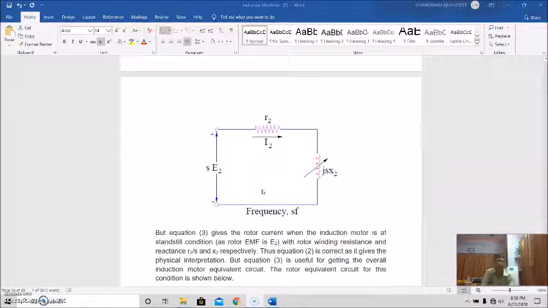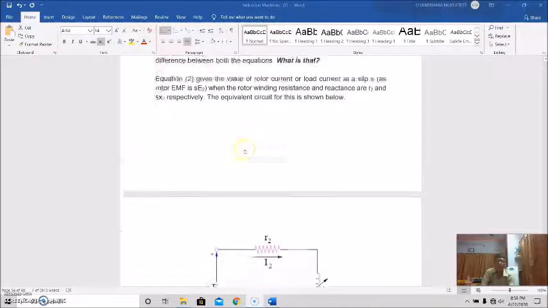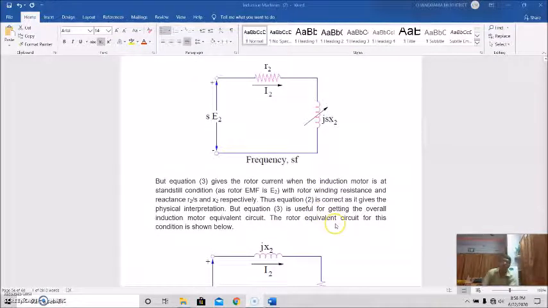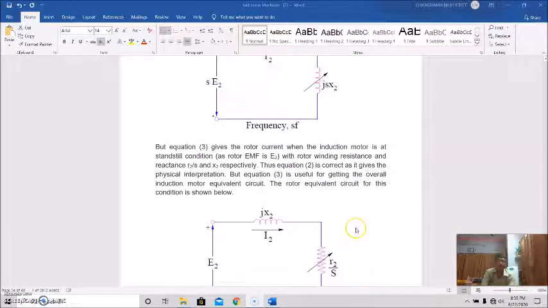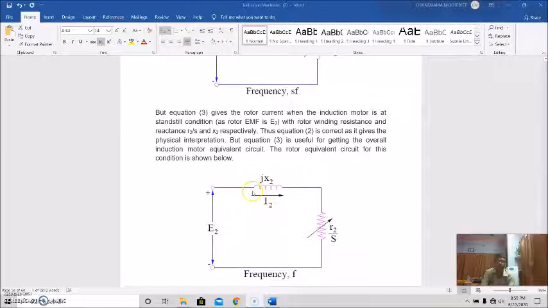So this is the circuit model. But equation 3 actually gives the rotor current when the induction motor is at standstill condition, because at standstill S equals 1. Therefore the rotor induced EMF is E2, with rotor winding resistance and reactance being R2 by S and X2. So equation 2 is correct as it gives the physical interpretation, but equation 3 is useful for getting the overall induction motor equivalent circuit. The rotor equivalent circuit for this condition will be like this: this is E2, this is the reactance, and this is the resistance, at supply frequency. This is the rotor circuit model at standstill condition.